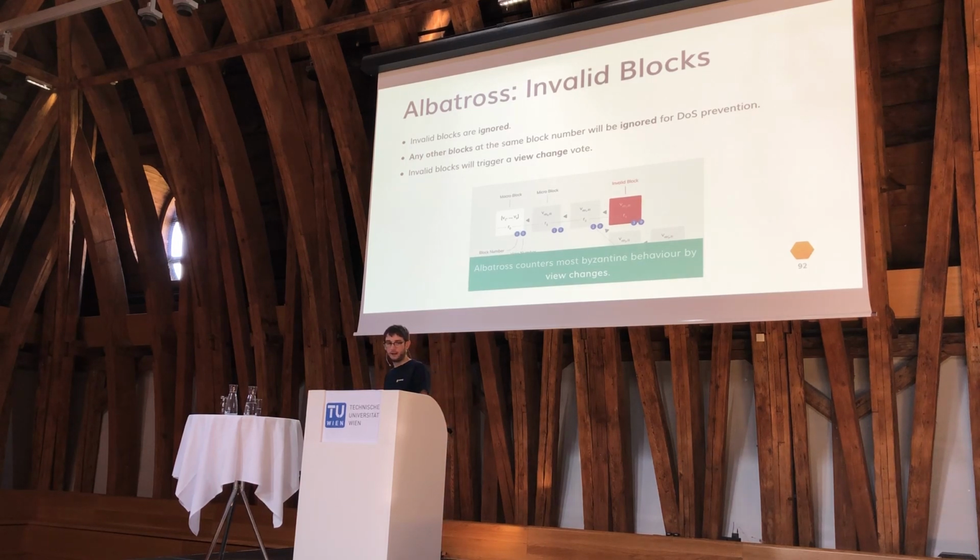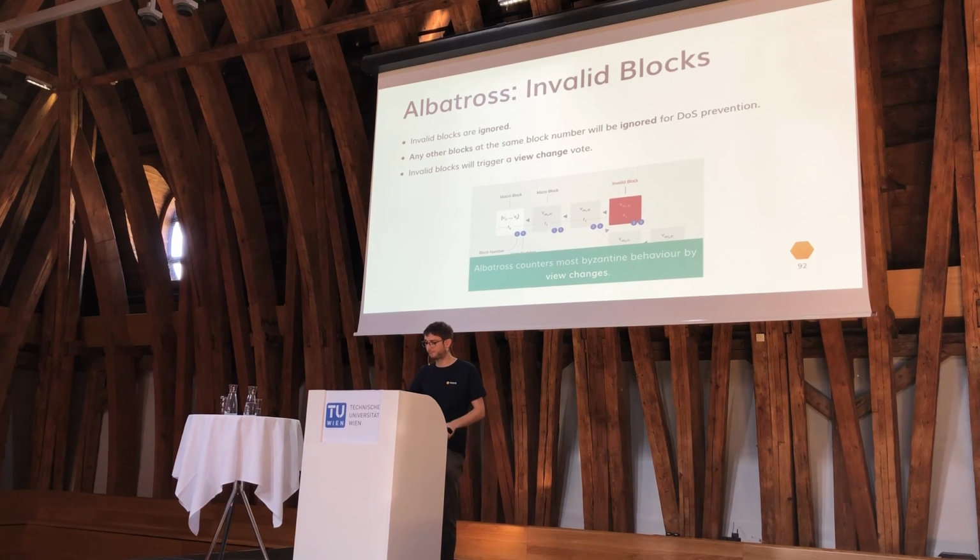So Albatross counters most of the Byzantine behaviors by view changes. That means when someone behaves maliciously, we have to use the view changes, and that is the pessimistic mode. In the pessimistic mode we have to change the validator, and exactly, this is a way to switch from the optimistic mode to the pessimistic mode.